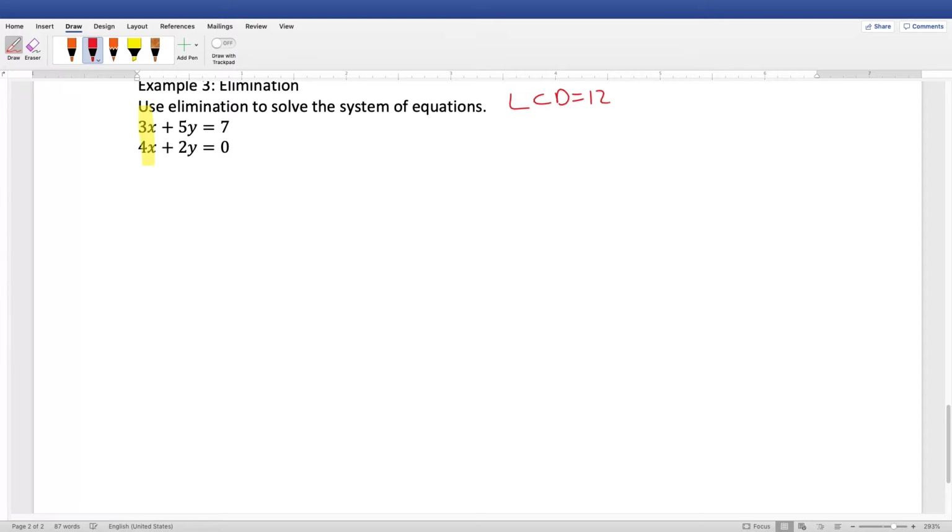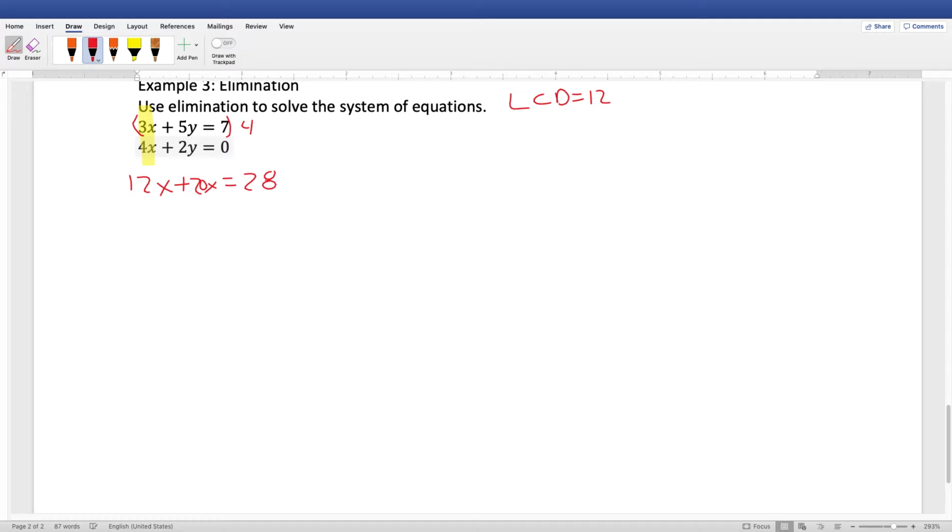So what do I have to multiply the top equation by to get 12? Well, that answer is 4. So I multiply the top equation by 4. When I multiply the top equation by 4, I get 12x plus 20y is equal to 28.